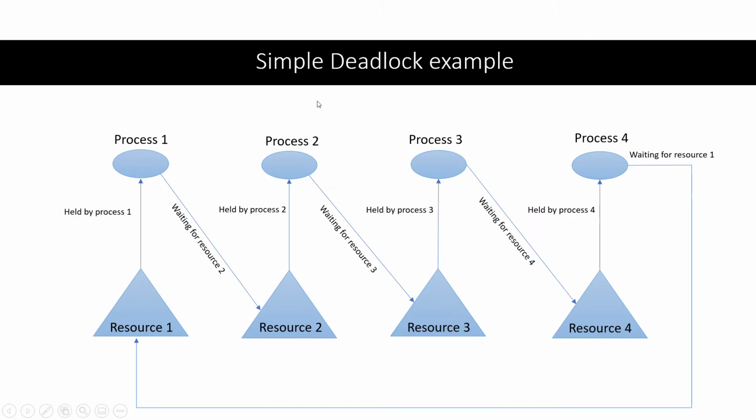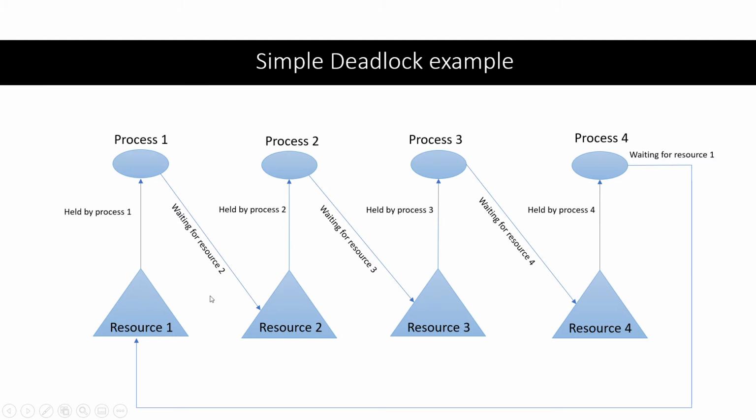To further explain deadlocks, we can use this simple deadlock example. And here we have four processes and four resources. Process 1 is holding resource 1 down. Process 2 is holding resource 2. Process 3 is holding resource 3. Process 4 is holding resource 4. And then process 1 wants resource 2, so it has requested resource 2. But then it sees that resource 2 is already being used by another process, so it is waiting for resource 2. Same with resource 3 and resource 4. And process 4 is waiting for resource 1.